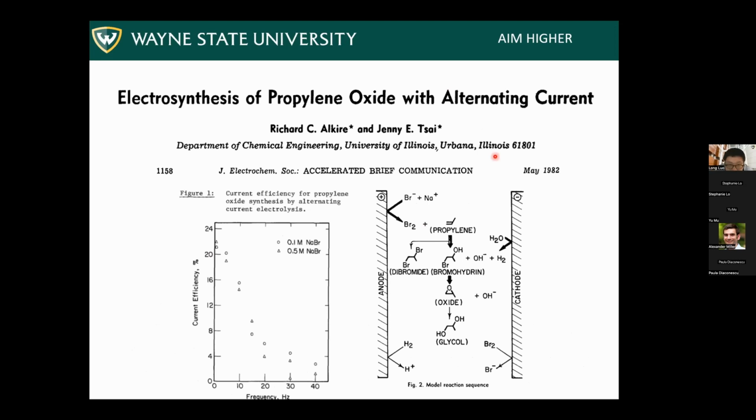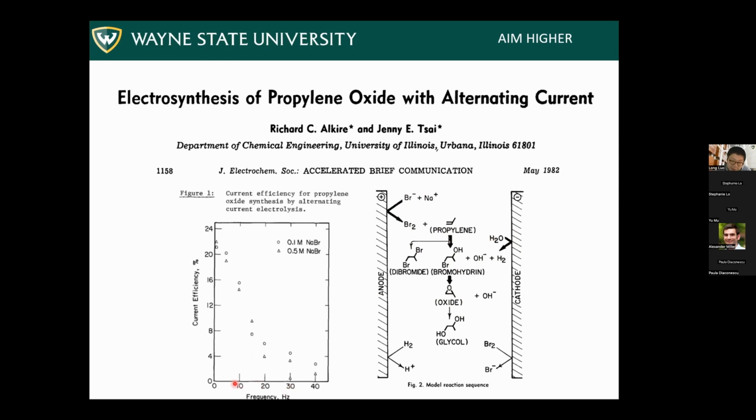This is one of the papers from 1982. They also observed similar results. What they did here was electrosynthesize propylene oxide using alternating currents. They are trying to oxidize bromide to bromine, and the bromine reacts with propylene to do the chemical reaction. And then on the other side, when you switch the potential, you reduce water to generate OH minus, and the OH minus reacts with this brominated alkene to generate the epoxide. So these results can be done.